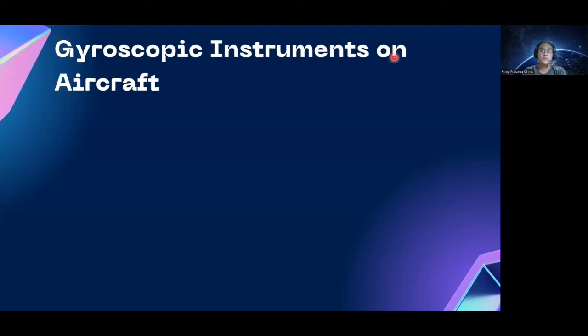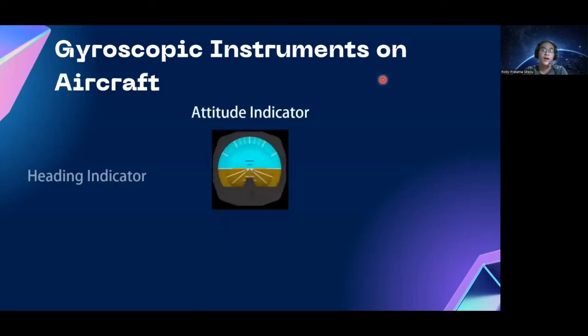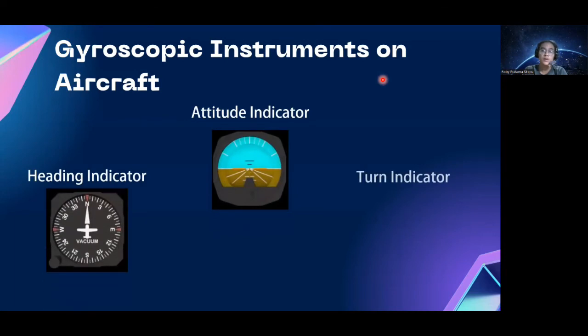My name is Roby Sitepu, my student number is 142. I will talk about the application of the gyroscope in our real life. I will talk about gyroscopic instruments on aircraft. That will be divided into three components: the altitude indicator, then the heading indicator, and the last one is the turn indicator.